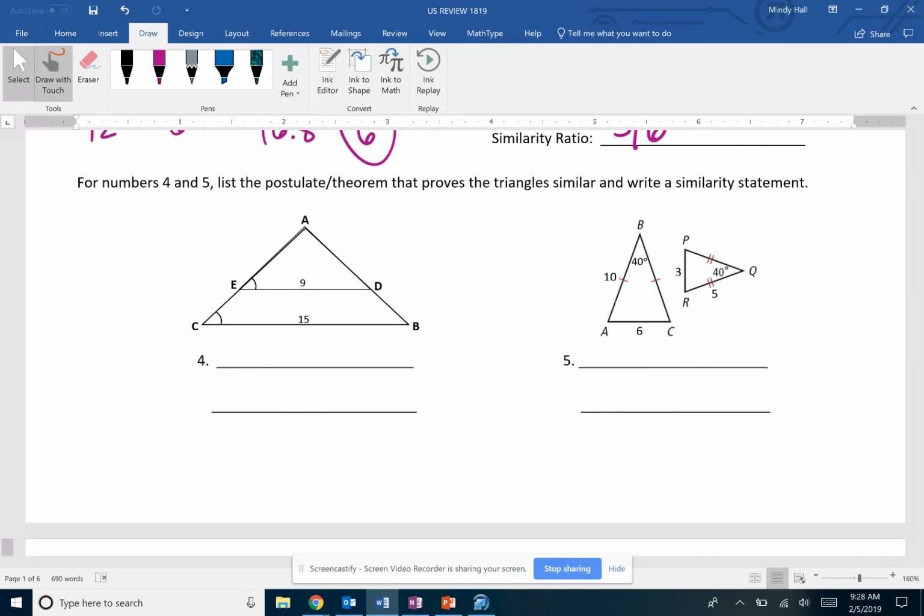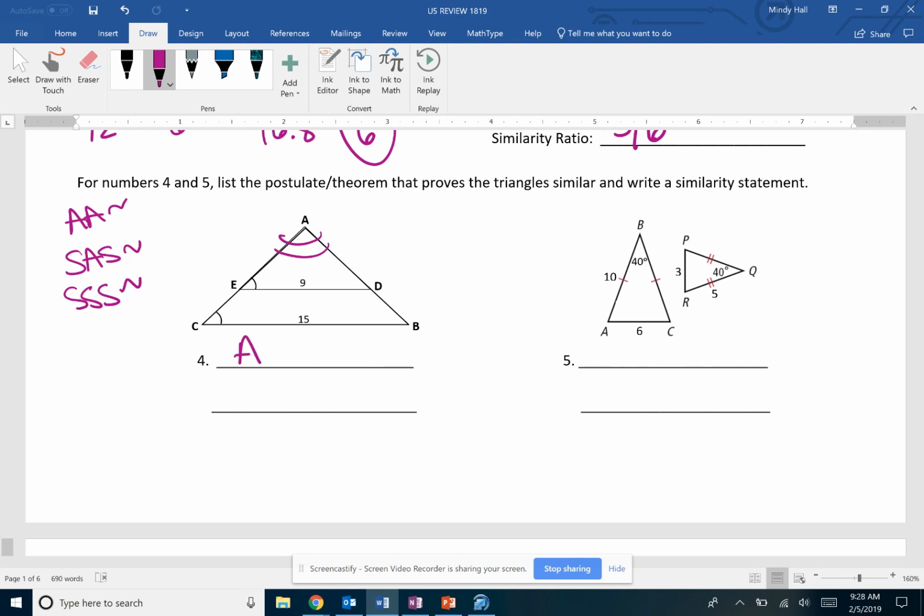So for 4 and 5, you have to list the postulate or theorem that proves that the triangles are similar and write a similarity statement. So looking at this, we are only given one side measurement, which, remember, we have AA, SAS, and SSS. Since I only have one side length, I know I can't use SAS or SSS, but they do tell me that C and E are congruent to each other. And then you also have this reflexive angle A at the top.